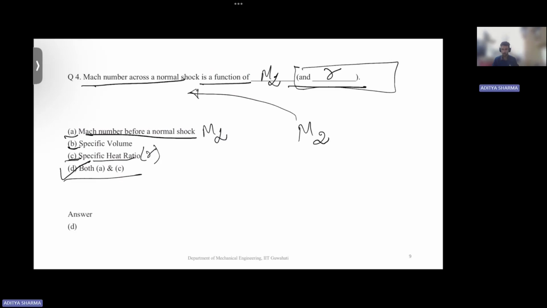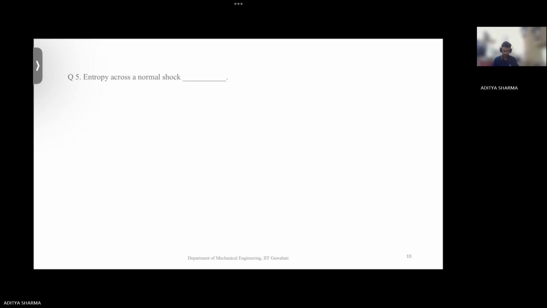So this is your question number 4. Then, what happens to entropy across a normal shock? Please now answer this question.